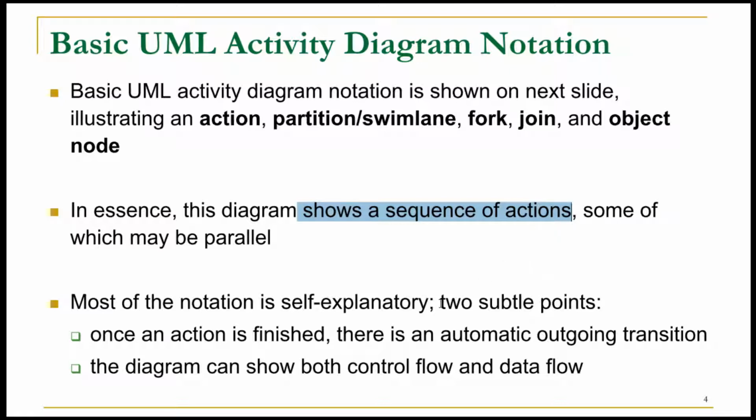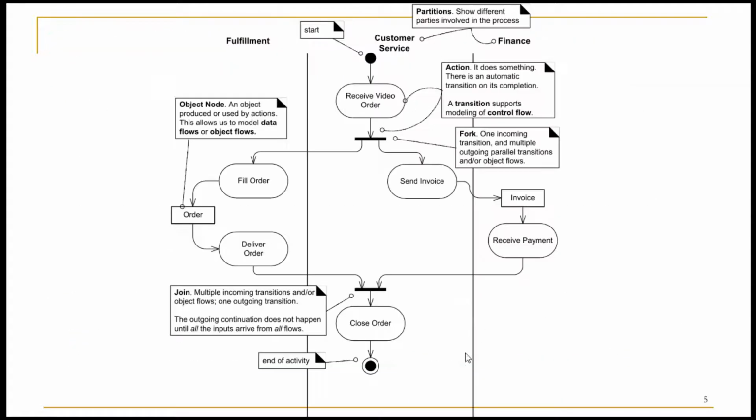There are two important points that you must know. Once an action is finished, there is an automatic outgoing transition, and the diagram can show both the control flow and the flow of your data.